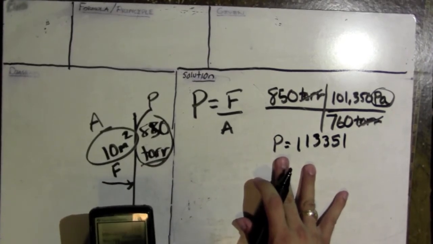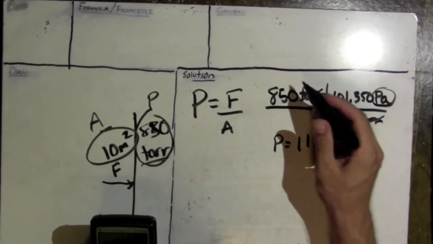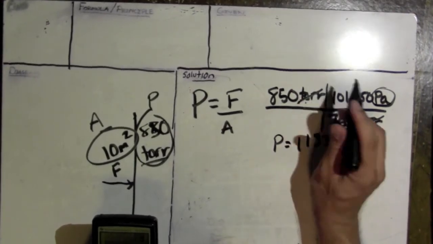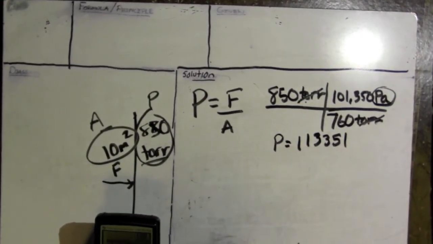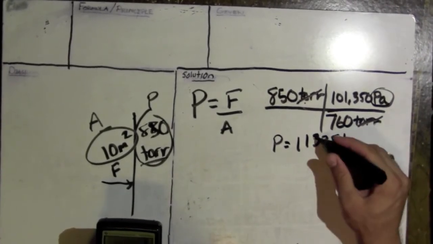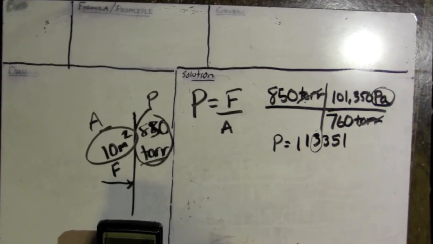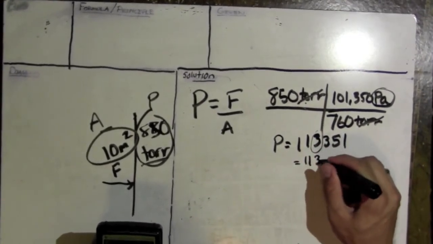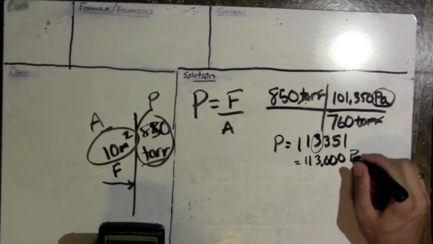Now, we know we can't do this right here. That's too many significant digits. If you look, the highest value that we have that's given to us has really 3 digits. Even this one's kind of questionable, but we're going to say that this is 3 significant digits. So you can't leave it as 113,351. Instead, this is really the last digit you can round to. So we're going to go ahead and say that this is just 113,000 pascals.